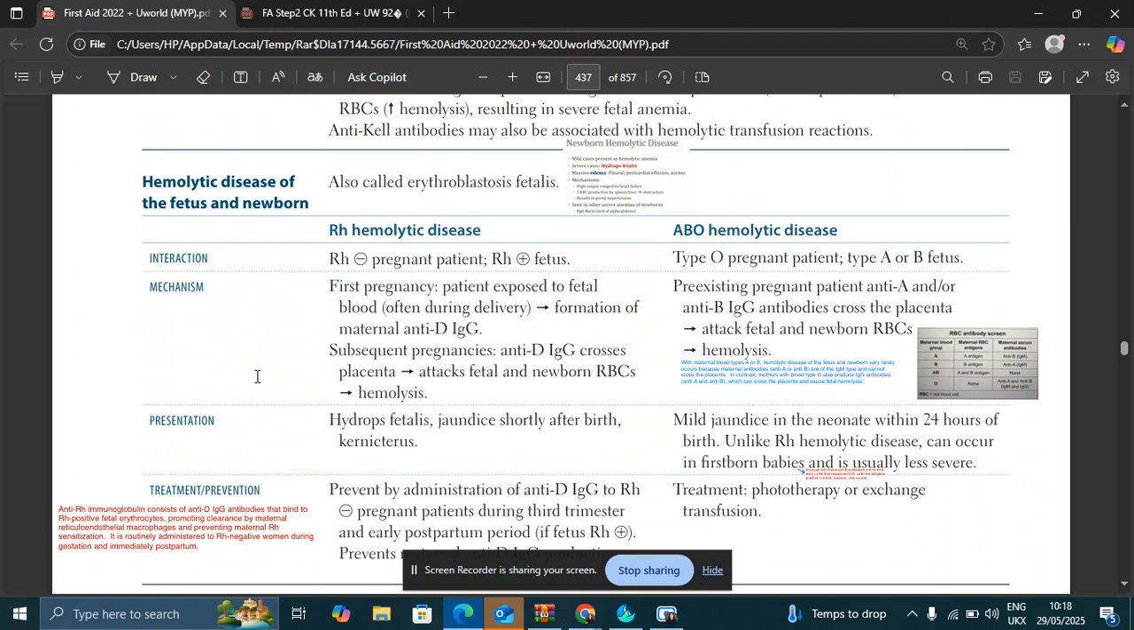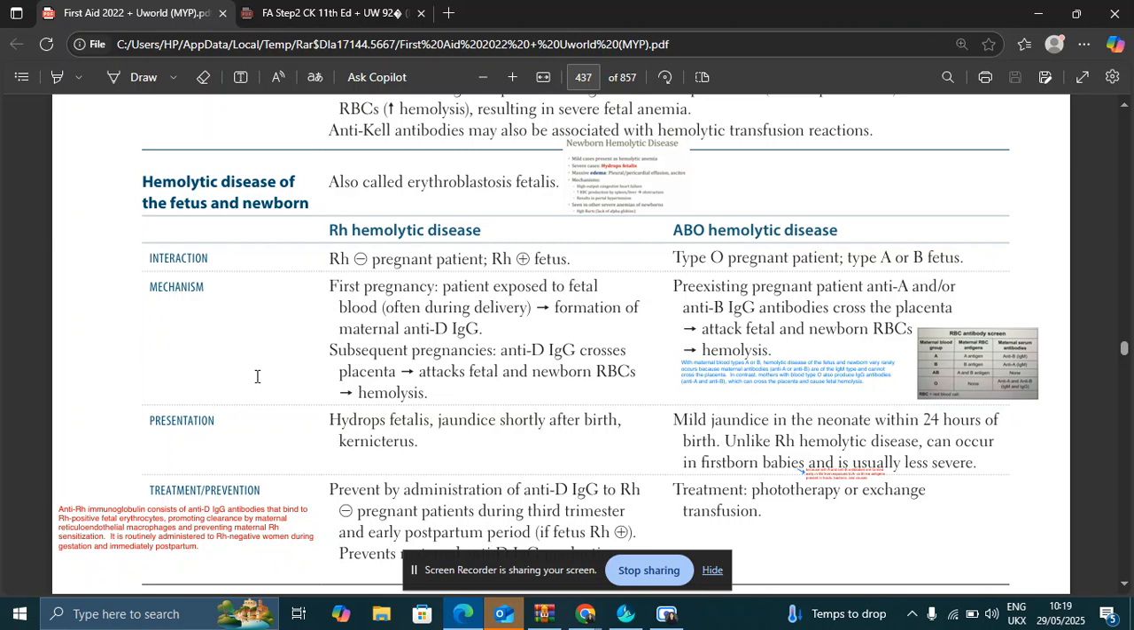If the blood group is A or B, there will be A or B antigen on the RBC surface. If the blood group is A, the antibodies would be anti-B antibodies. If the blood group is B, the antibodies would be anti-A antibodies. So what happens in the ABO hemolytic disease of the newborn? The maternal blood group will be O, and the fetal blood group would be either A or B.